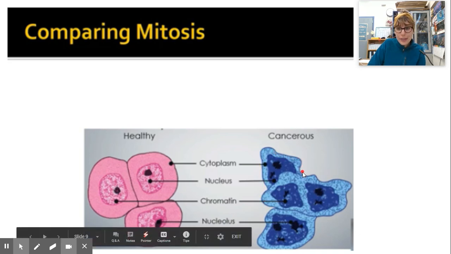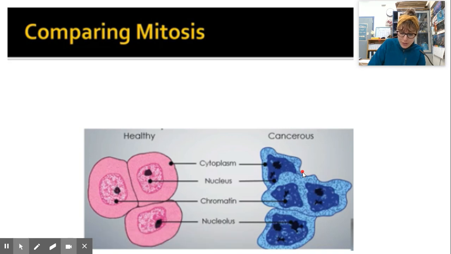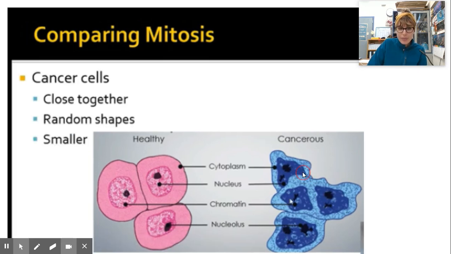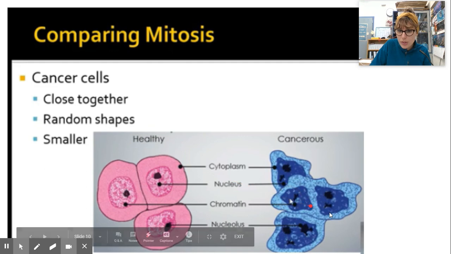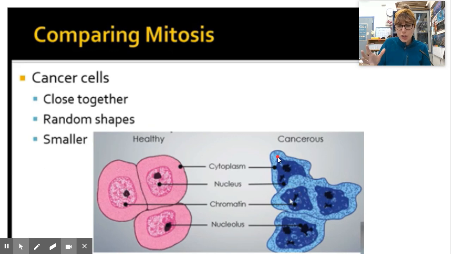They're smaller because they rushed through interphase. They didn't have enough time to grow correctly. And so go ahead and get these recorded in your notes, right? That they're close together. You can see even these ones are like jammed on top of each other. So this is a very unhealthy cell shape. And we know that these cells are not going to be able to perform their correct function.